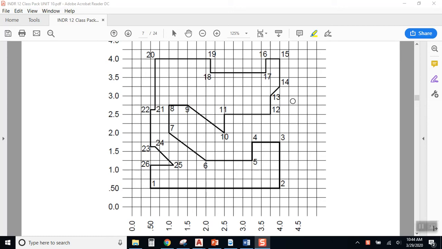Alright, so how are we going to handle it when we have points that don't land exactly at one of these grid intersections? Well, first of all, we're going to assume that the point is exactly in the middle between the two lines that are there. So what that means is we need to do a little bit of math, okay?